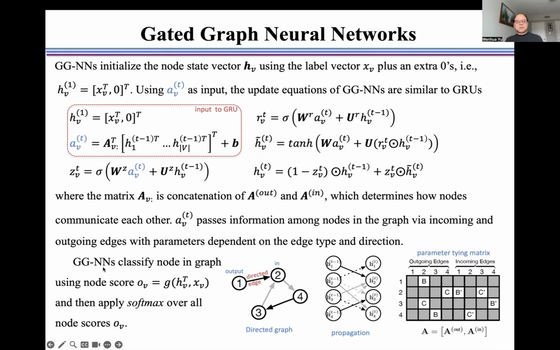Gated graph neural networks classify nodes in the graph using node score, OV, that is calculated through the network G, and then apply softmax over all node scores OV.